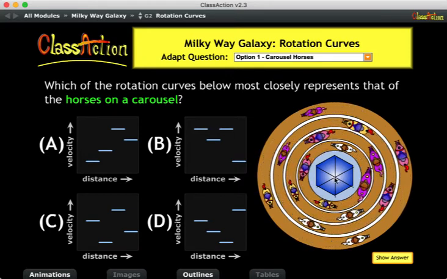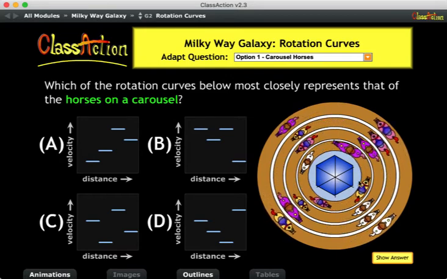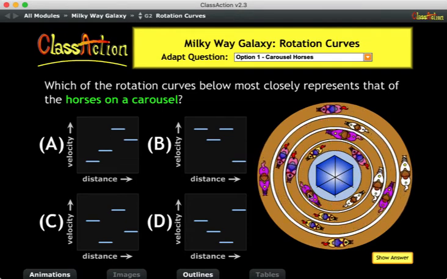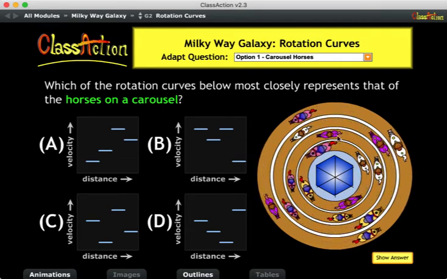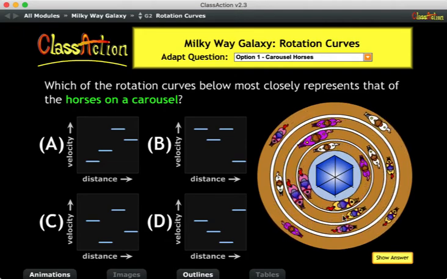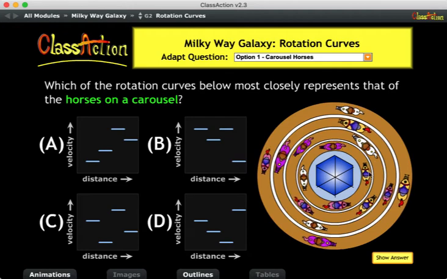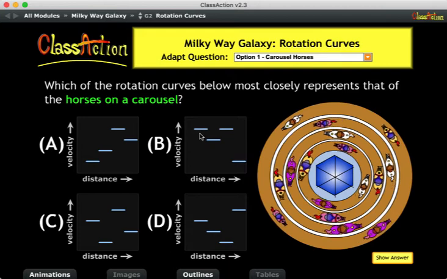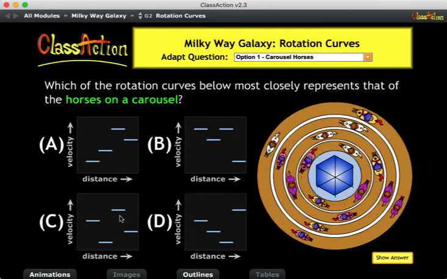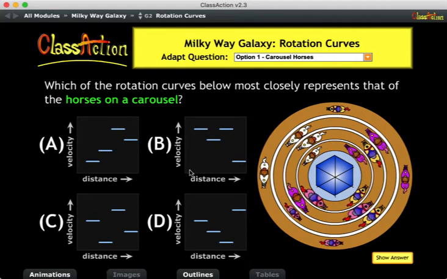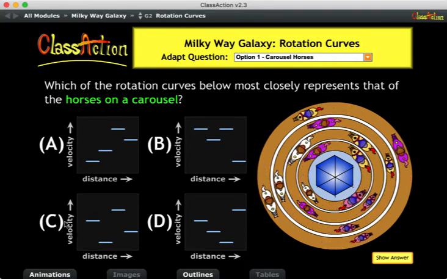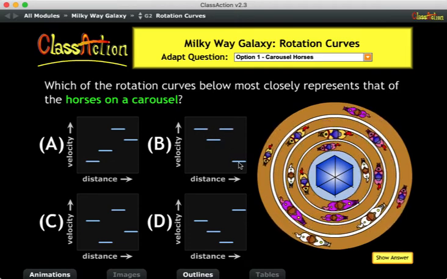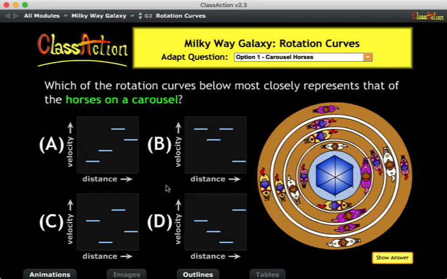Okay, we want a diagram that plots how fast these horses are moving as a function of distance from the center. And so you can see the first inner loop is moving pretty fast, the second one's moving slower, the third one's moving faster, and the fourth one's moving slower. So we need one that starts high, low, in that order. This one clearly does not do that. This one does, high, low, high, low. So we've narrowed it down to B or C that follows the general pattern of high at the middle, and then lower, and then higher, and then lower again. So which of these 2 is the best guess?